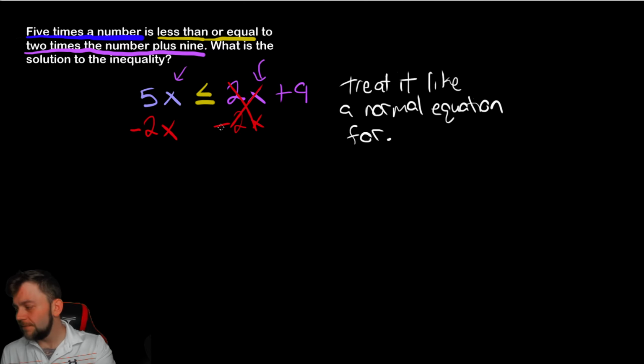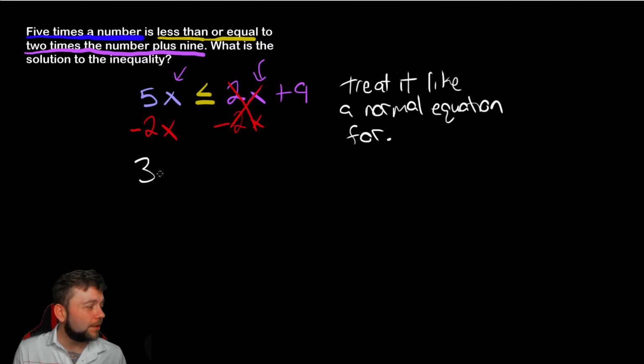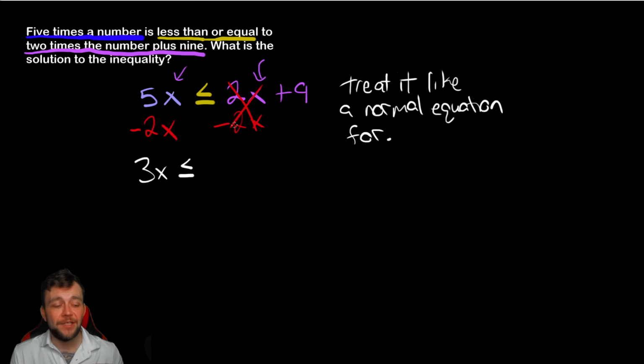So that cancels itself out to a 0. And so what we're left with, what do we have on the left side of the inequality symbol? What is 5x minus 2x? That is 3x. And that is less than or equal to the minus 2x, that cancels out. And we're left with a positive 9 on our right side.